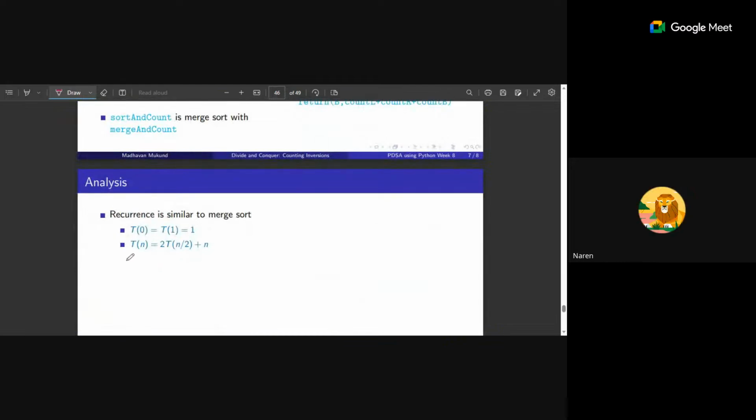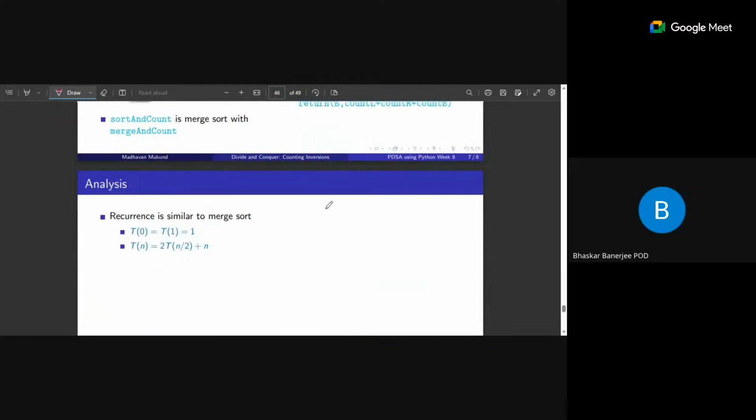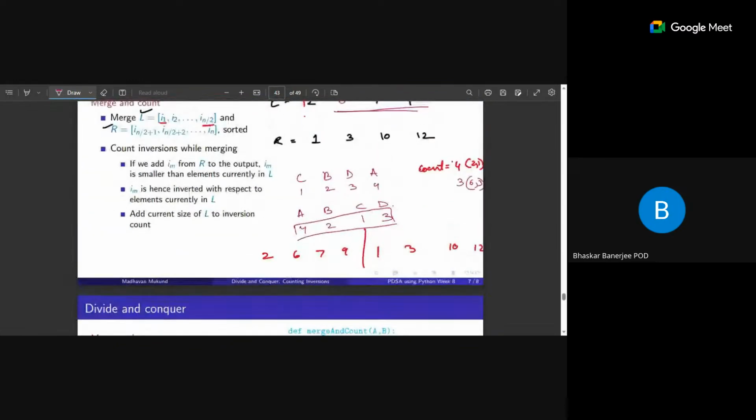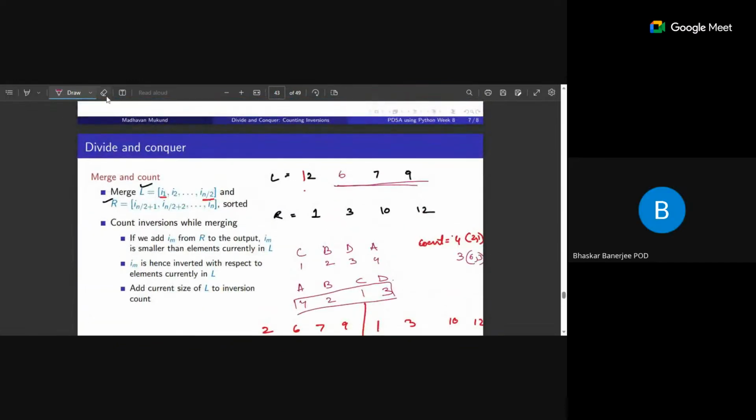Sir, where is the recursion coming in this? Oh, recursion is on this, right? So I took the sequence over here. Recursion is there. So I took the sequence 2, 6, 7, 9, 1, 3, 10, 12, and suppose this was the original sequence. How can I guarantee that the first 4 would be sorted and the next 4 would be sorted? It might not happen, right?